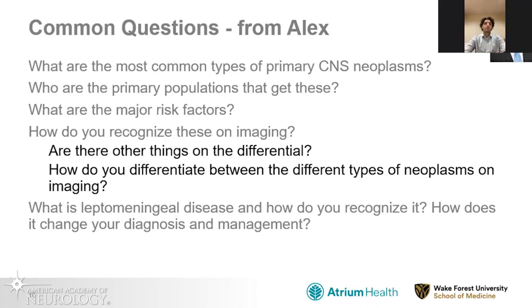Awesome. Next thing would be, when you have a new patient with a brain mass, are there other things on the differential other than brain tumors that you want to think about? And how would you differentiate between those different types of brain masses? So are there things you look for and you say, this looks like CNS lymphoma, or this kind of looks like a small or a low-grade glioma?